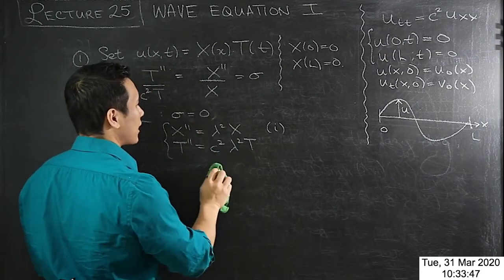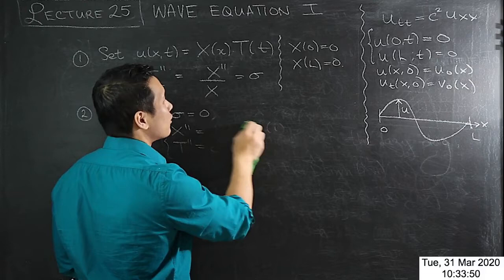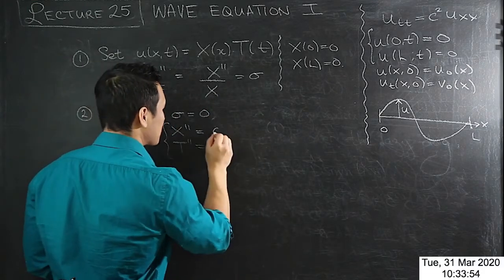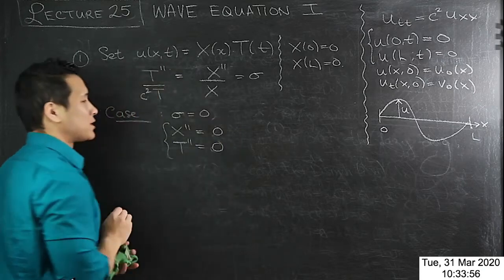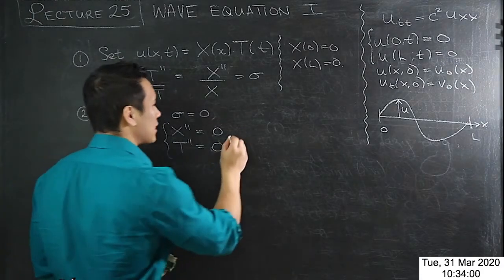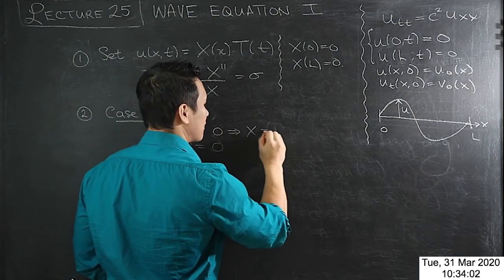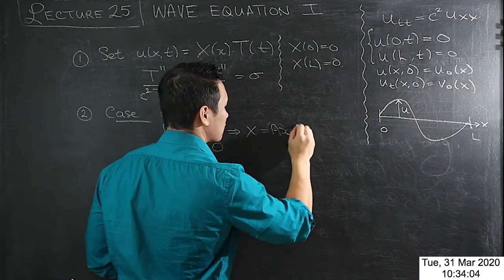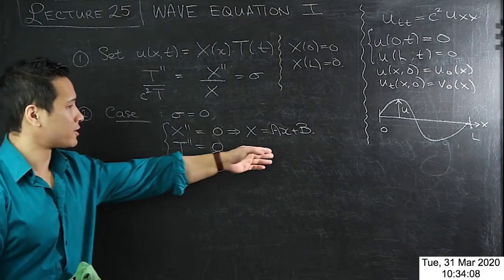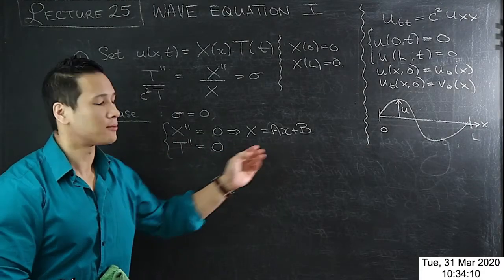Okay. And then now the set of two equations you're going to solve, this is equal to zero. So x double prime is equal to zero, and t double prime is equal to zero, and now you just have linear functions of both. So this tells you that x is some, say, ax plus b. And we're not going to bother writing down the t, but you could, it's just some ct plus d.